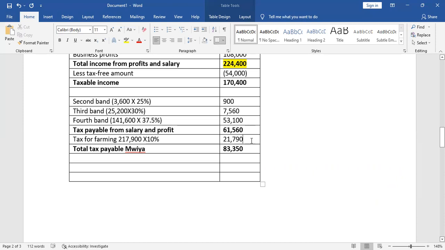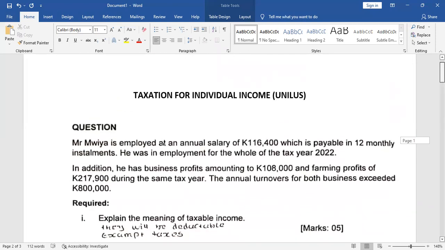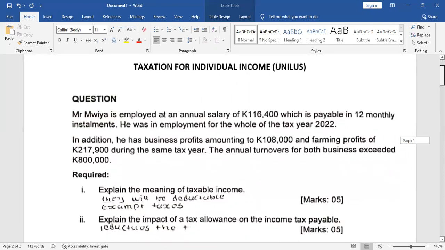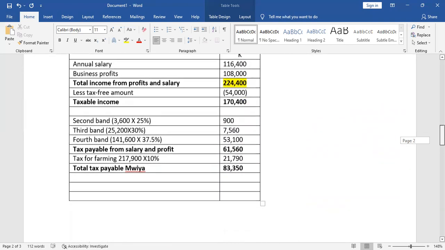Otherwise, there's nothing different. And then the farming, of course, you isolate it, and then you have your total tax payable in that manner. Okay, so that's how we calculate your income. I picked a UNILAS example. This is Zambian taxation. Thank you so very much.